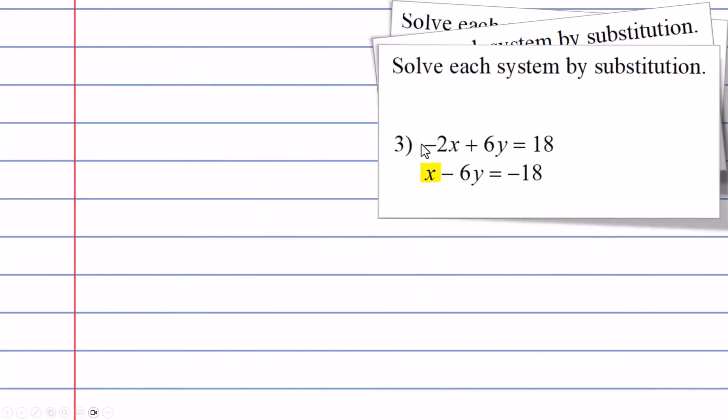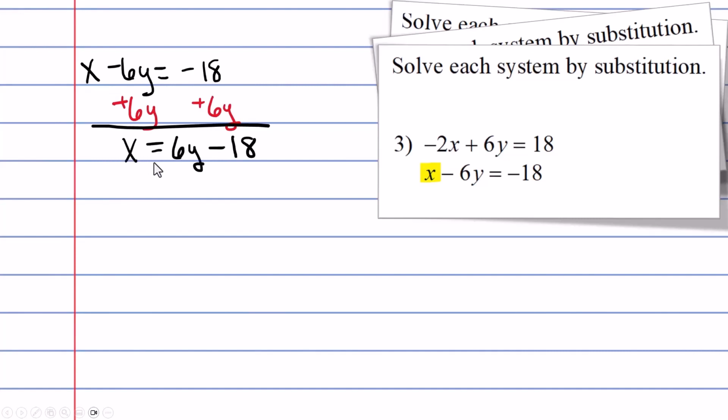In this case, neither one of these is solved for a variable. So I spy with my little eye that this x is just one x, and I think that would be the easiest thing to do. So the first thing I have to do is solve for this x. I just manipulate one of the equations until it looks the way you want it to look, like where it says x equals something or y equals something. So let's copy it. Add 6y to both sides, and we get x equals 6y minus 18.